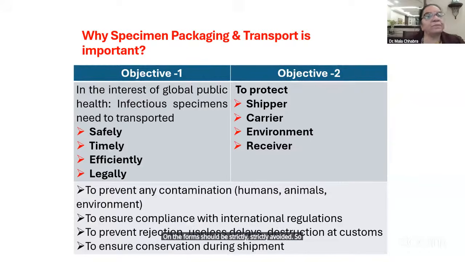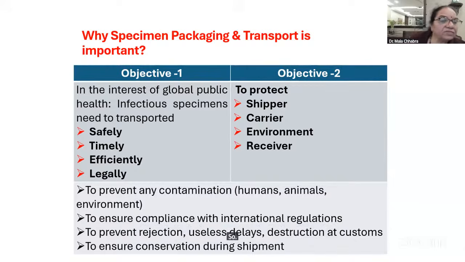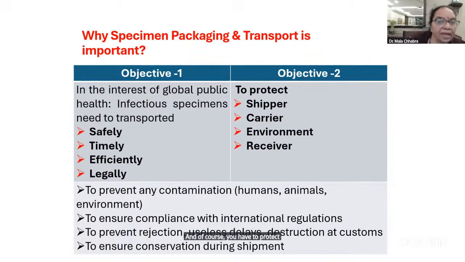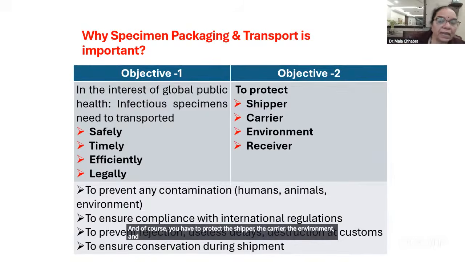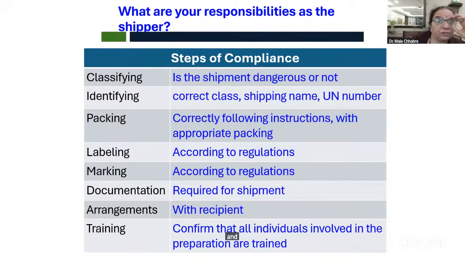So why is sample packaging and transport important? Because these samples are biohazard. So safety, timely reaching of samples, efficient samples, and legality are involved. And of course, we have to protect the shipper, the carrier, the environment, and the receiver. There should be no contamination of the environment, humans or animals, and we have to comply with national and international regulations. We follow IATA guidelines, the international guidelines for transportation of samples, where we classify the samples.